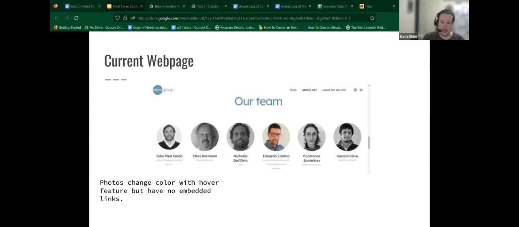You can see here that the pictures change to color when your mouse hovers over them. In a lot of places, this can indicate a link, but as there is no link to click here, it tended to confuse our testers. So this is a really good place to embed a link to an employee bio or background.